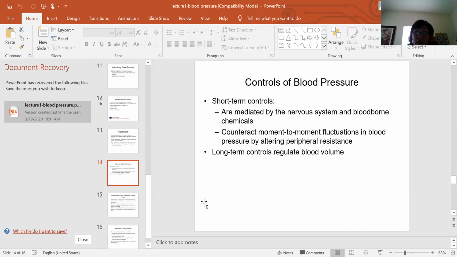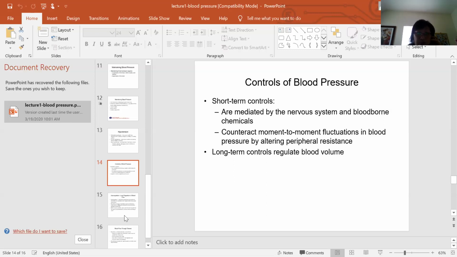Okay, so let's look at the blood pressure regulation. The regulation, in general, we can divide into two big arms. One is called the short-term regulation, which will focus on the resistance regulation. And the long-term regulation will focus on the blood volume regulation.